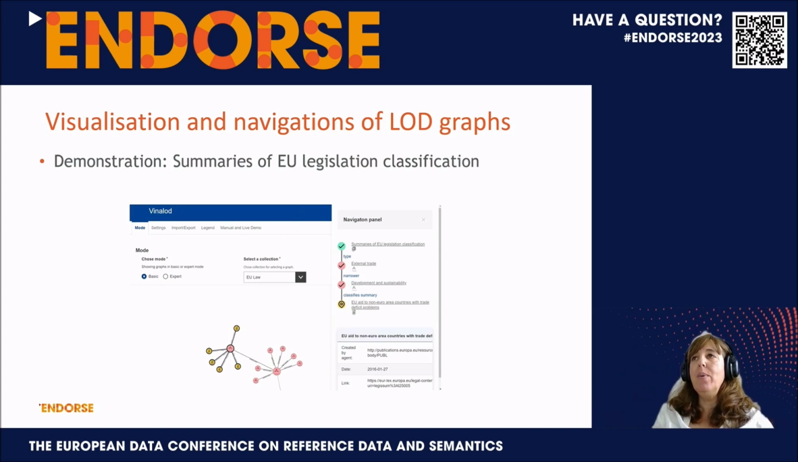This is an example of a graph in EU law collection. It's a graph that shows summaries of EU legislation. It's the same thing as before. There is a topic, in this case, external trade, and we can navigate under that topic to development and sustainability, and we can see the summaries for that topic, the summaries of EU legislation, and we can go to the document by the link in the navigation panel.